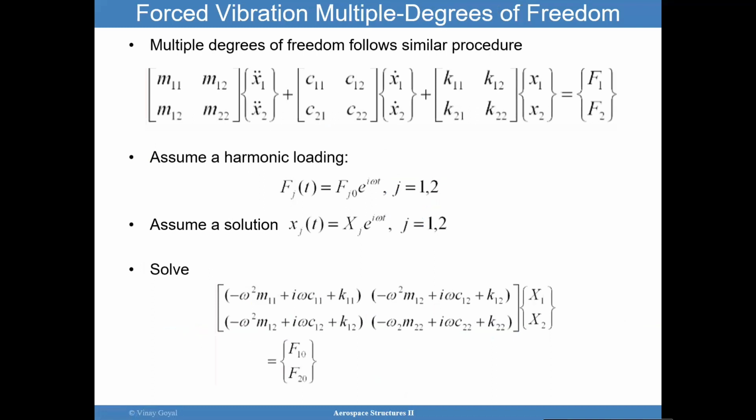For a multiple degrees of freedom system, say you have a 2 degrees of freedom system, these are your 2 sets of equations. You assume a harmonic loading condition on the right-hand side, and then you assume a solution of this kind, a harmonic also. You plug it in, and then you're able to solve for basically the response of the system. This x_j can be solved for. I won't go through that here, but the bottom line is a very similar procedure, but using matrix notation.